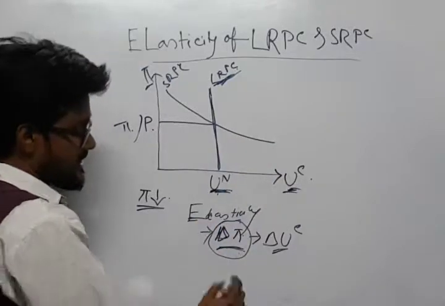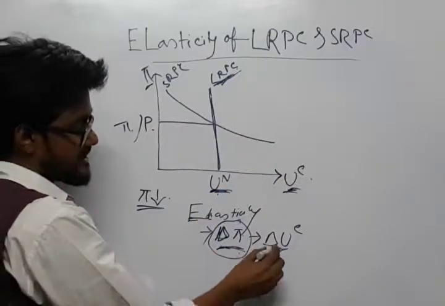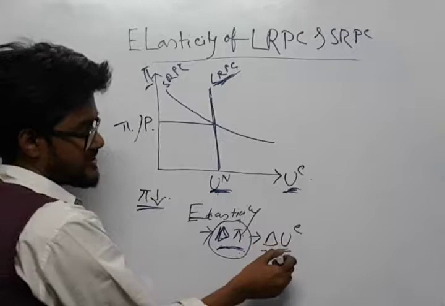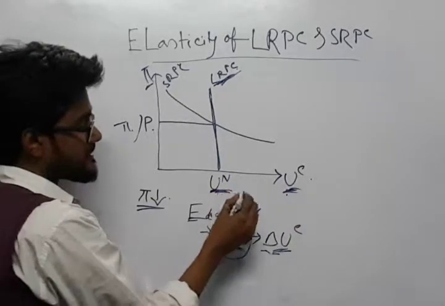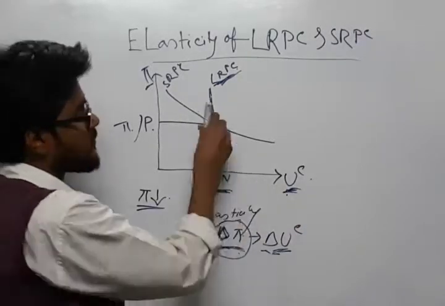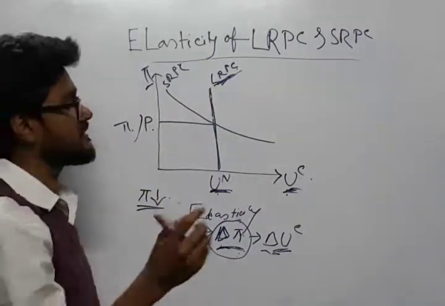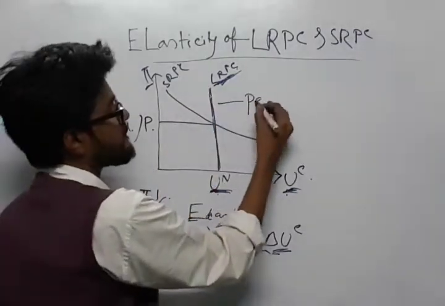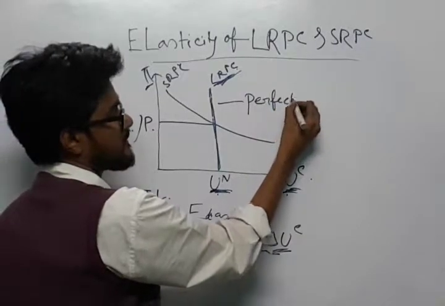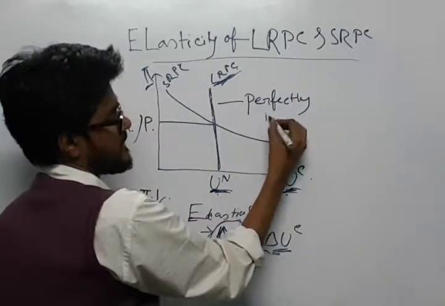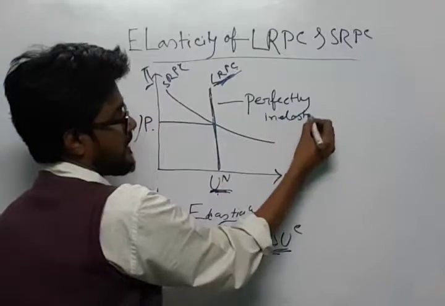Now, as you can see, if inflation changes in the case of the long-run Phillips curve, the change in cyclical unemployment is fixed, so it cannot change. So we'll say it is perfectly inelastic.